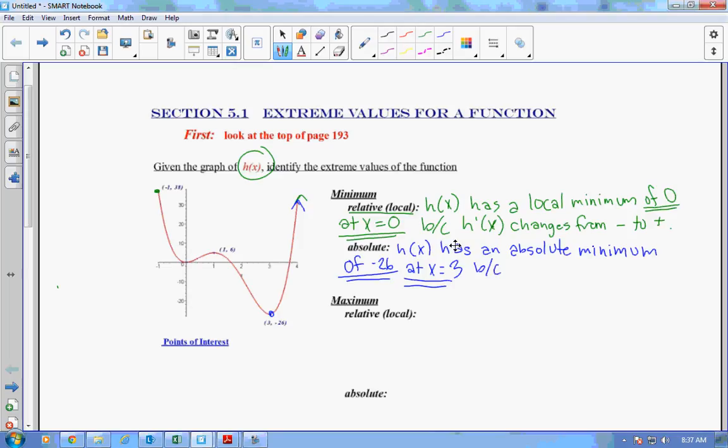Because h prime of x changes from negative to positive, because it's decreasing and then it increases. Also, to prove it's the absolute and not just a local, you have to show we have another minimum. So we'll say, and because h of 0 equals 0 and h of 3 equals negative 26.